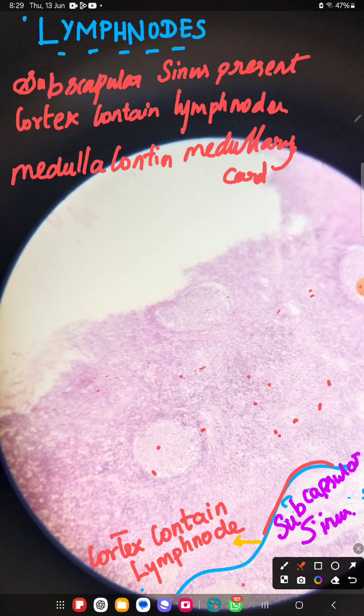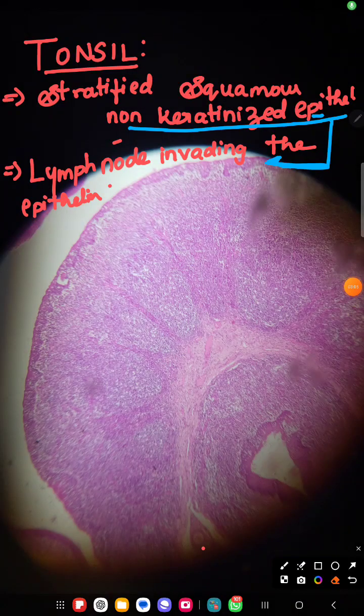That's all. This is a tonsil. The tonsil contains stratified squamous non-keratinized epithelium. Lymph nodules are invaginated into this epithelium.